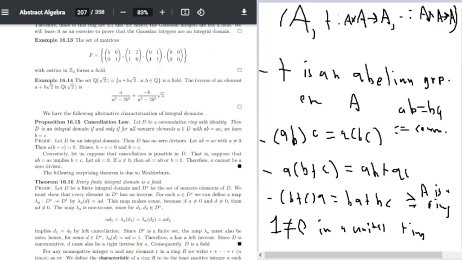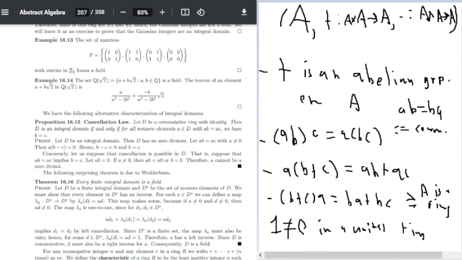Example 16.13. The set of matrices [1 0; 0 1], [1 1; 1 0], [0 1; 1 1], and [0 0; 0 0], with entries in Z_2, note the entries that we have over here, form a field. Example 16.14. The set Q adjoined square root of 2, that's how we pronounce it, is equal to a plus b square root of 2, for a and b in Q, is a field. The inverse of an element a plus b square root of 2 in Q(square root of 2) is a over (a squared minus 2b squared) plus or minus b over (a squared minus 2b squared) times square root of 2.